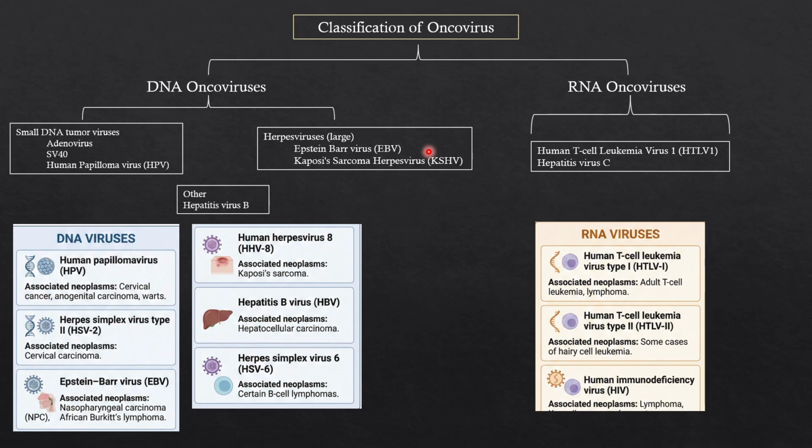In RNA oncoviruses, the hepatitis C virus is one of the RNA oncoviruses, whereas the T cell leukemia virus is another RNA oncovirus. The characteristics of the RNA oncoviruses are that they are associated with neoplasms, that is, adult T cell leukemia and lymphoma, and in some cases hairy cell leukemia. And another one is associated with neoplasm or lymphoma.